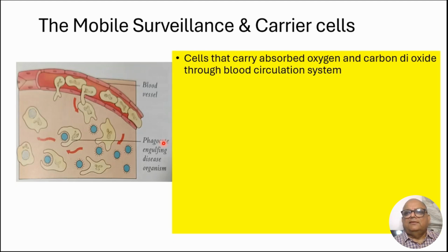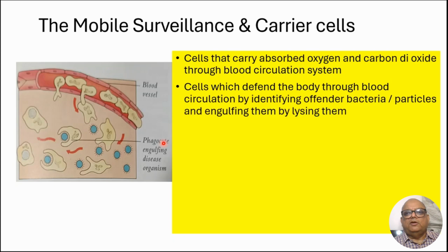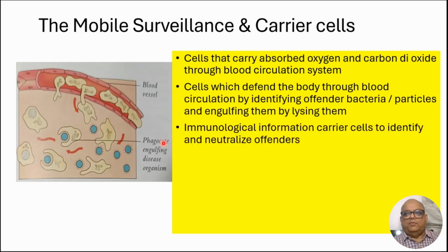So cells in the blood carry the absorbed oxygen and carbon dioxide through the blood circulation system to everywhere all over the body. And cells which defend the body through blood circulation by identifying offender bacteria or particles and neutralize them by lysing them. And of course, the cells also contain immunological information carriers to identify the known offenders and how to neutralize them specifically.